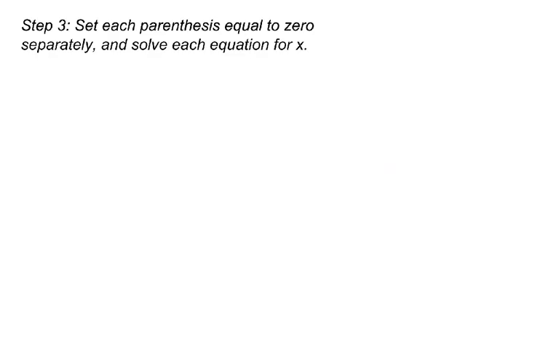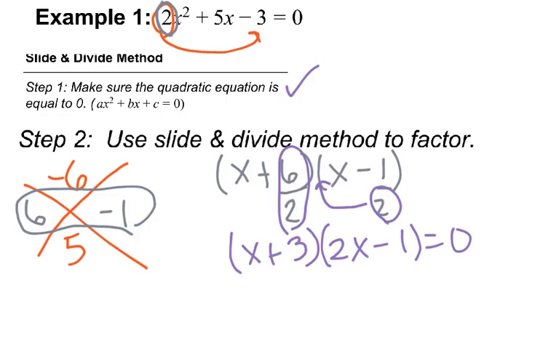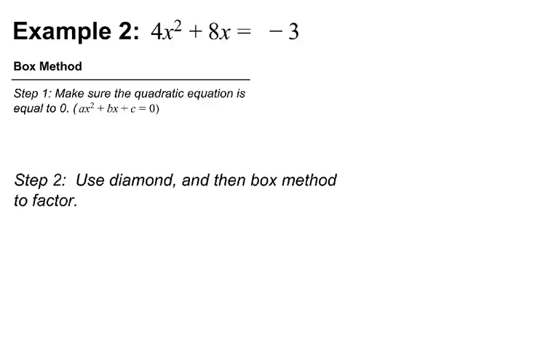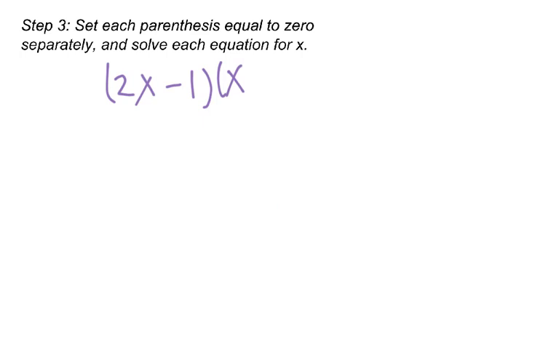And then step 3, we already did, right? So, I'm not going to write it again, but you can look back at step 3 for the box method that we did. So we set each one equal to 0 separately, and then we solved. And we end up getting the same thing, right? So those are the two methods you can choose between.